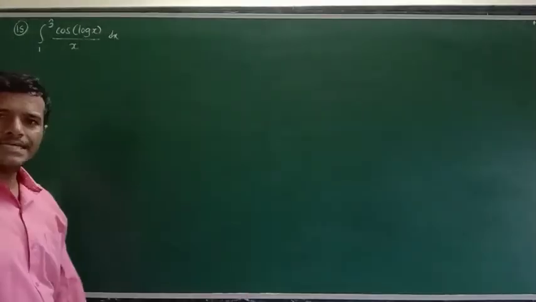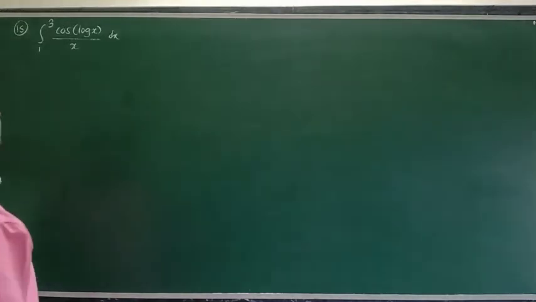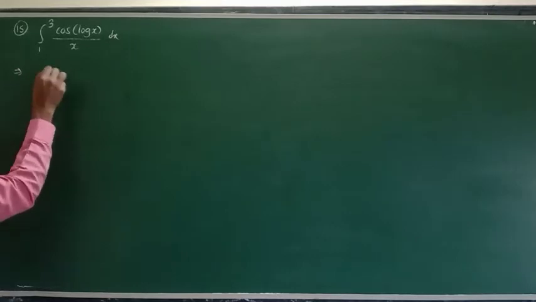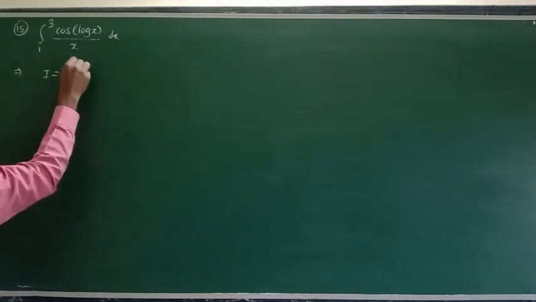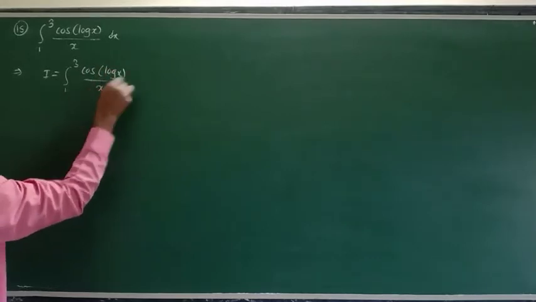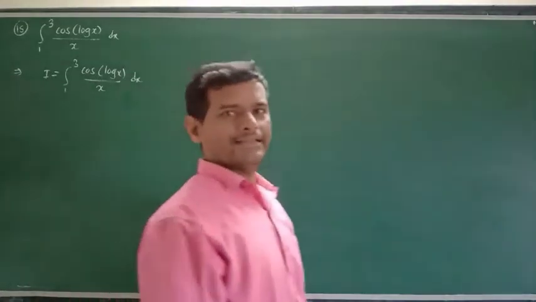Welcome students. Today we will see the remaining examples of Exercise 4.2. See what is given in example number 15: definite integration from 1 to 3 of cos of log x upon x dx. We have to evaluate this definite integration.